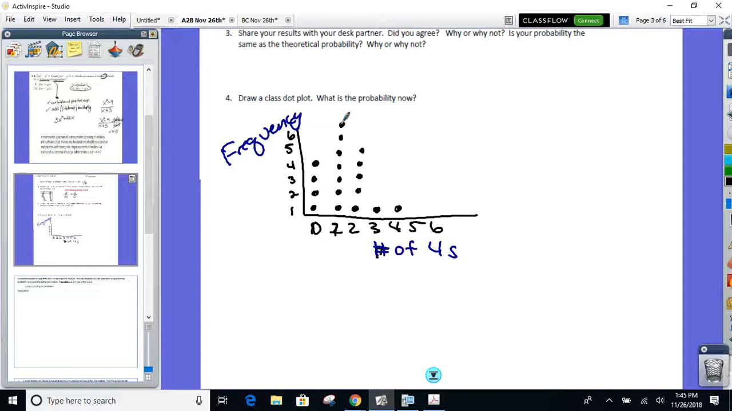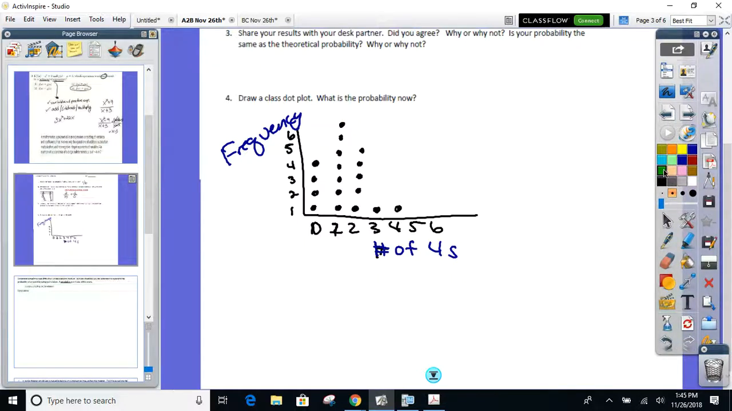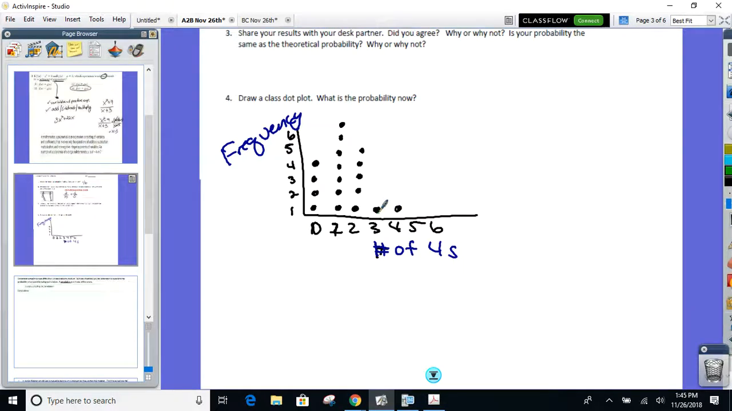So what's the probability now of the class experiment? Ready? Let's see how many times it came up. That's 4, 7. Everyone see how I'm doing this? 4, 7, 9, 11, 13, 15, 17, 18, 19, 20, 21, 22, 23, 24 times the 4 came up for the class out of how many times did everyone roll?